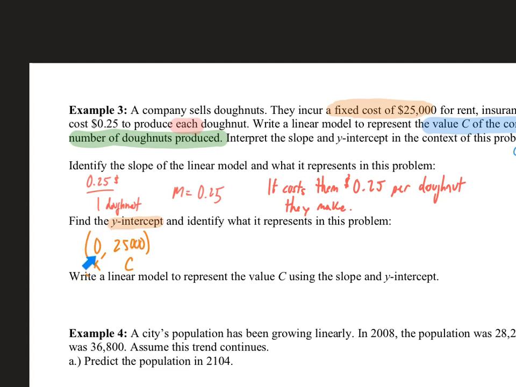Okay, so before they make any donuts, they've already spent $25,000 to rent their business space, to get insurance, to buy materials to make the donuts and stuff like that. So when you start a business, you have a lot of money up front that you have to spend. But again, that's starting, beginning, initial. Those are words that we use to talk about y-intercepts. Okay.